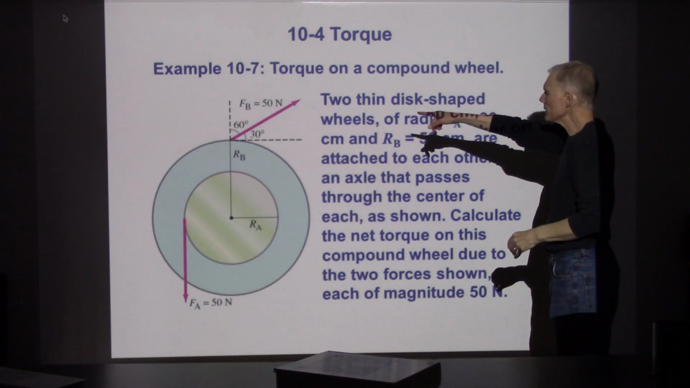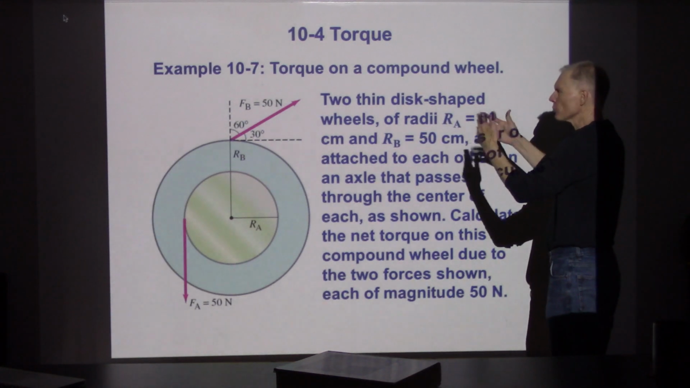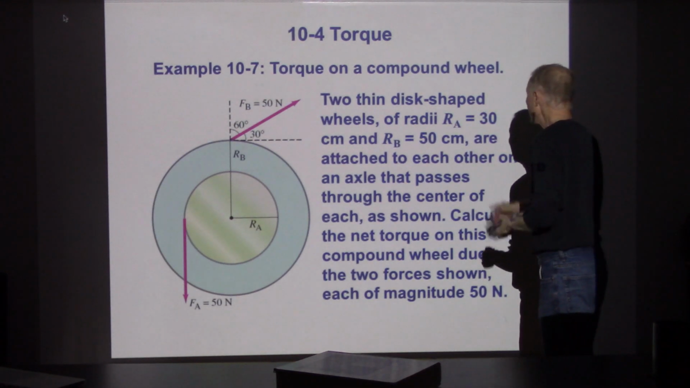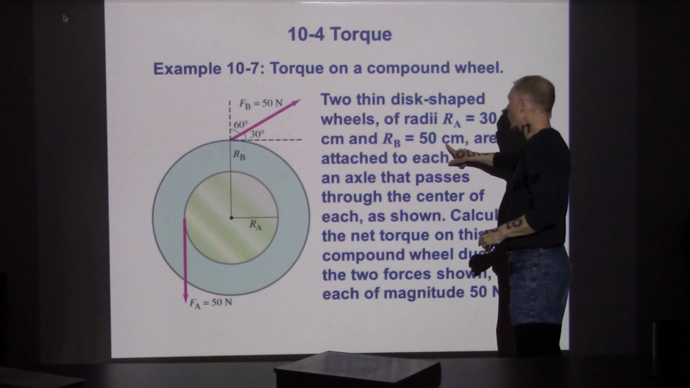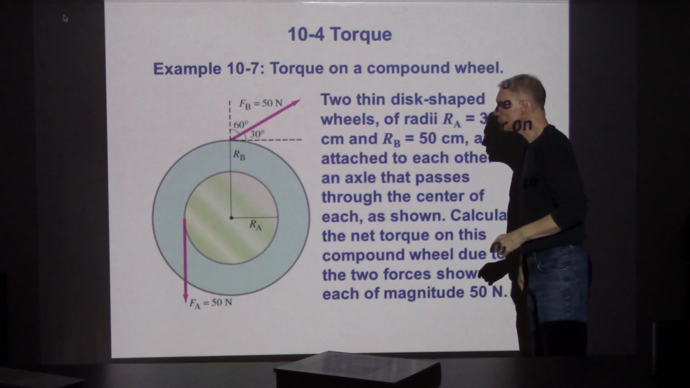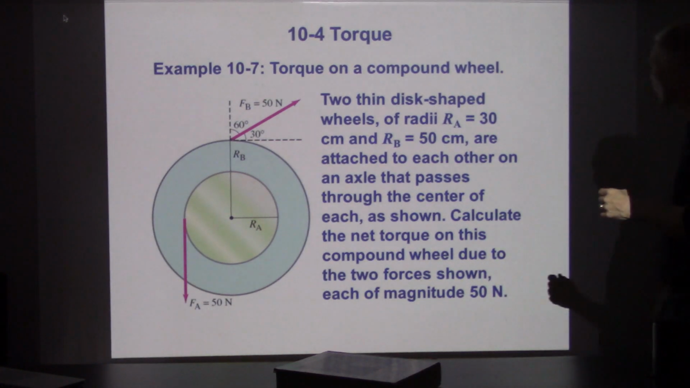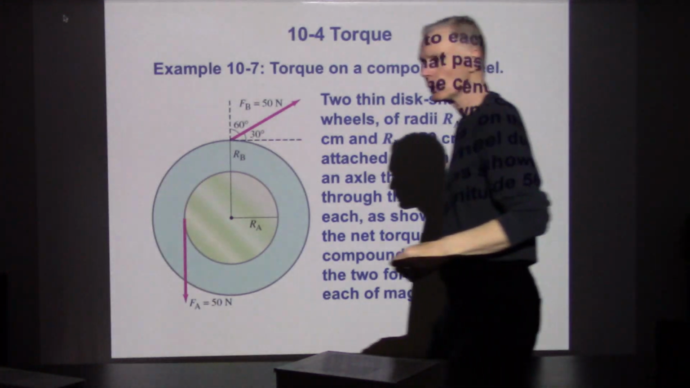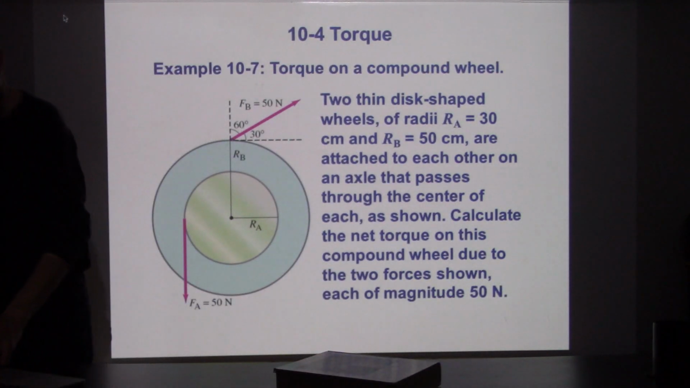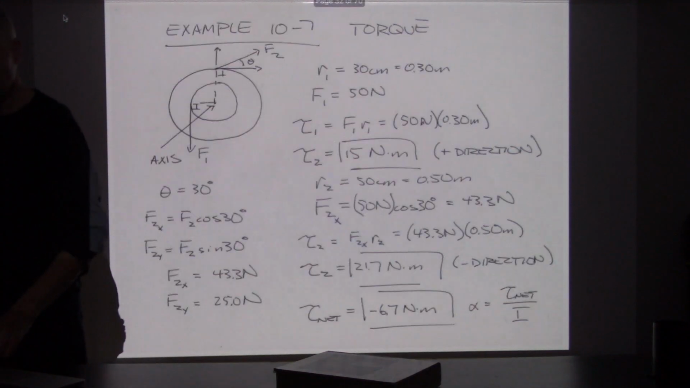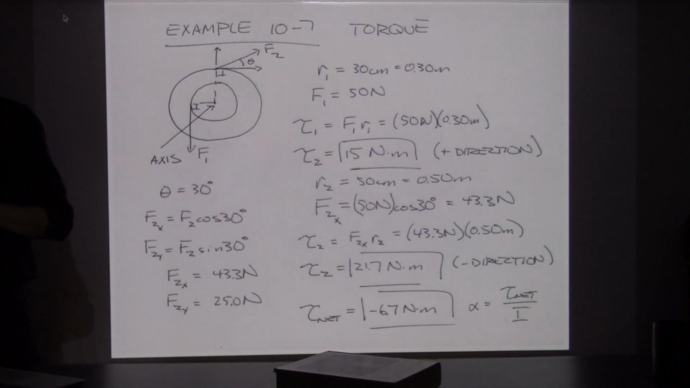Force B is tipped at an angle, so we only get part of that. On the other hand, it's got more leverage. It's got a longer lever distance. So let's do the calculations and see which one of these torques is going to win out, or if they exactly balance. It's possible the two torques exactly balance, so there's no net torque.